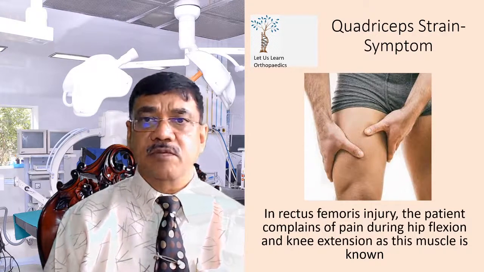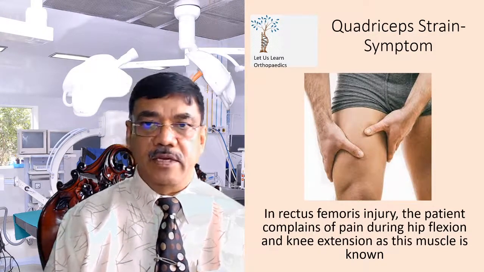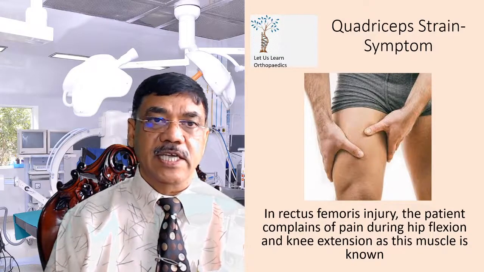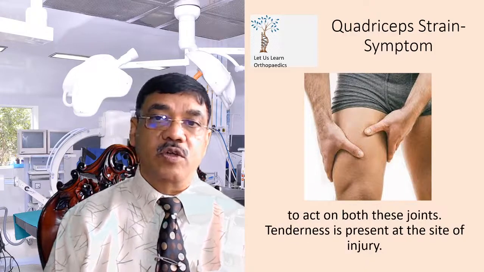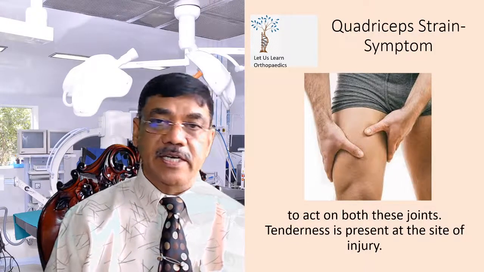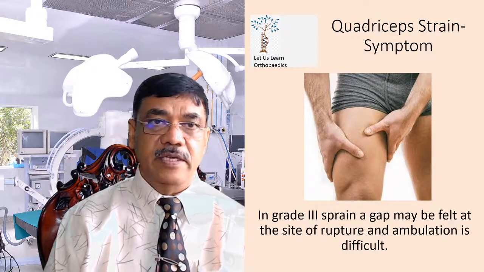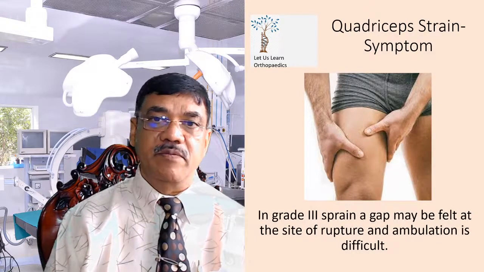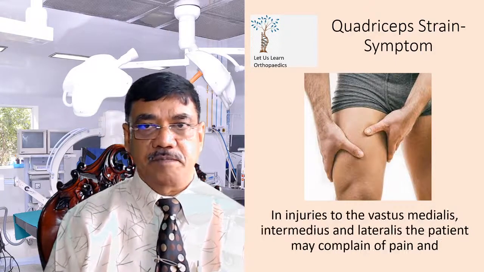Now, in the rectus femoris injury, symptom-wise, the patient complains of pain during hip flexion and knee extension, as this muscle is known to act on both the joints. Tenderness is present at the site of the injury. In grade 3 sprain, a gap may be felt at the site of rupture and ambulation will become difficult.